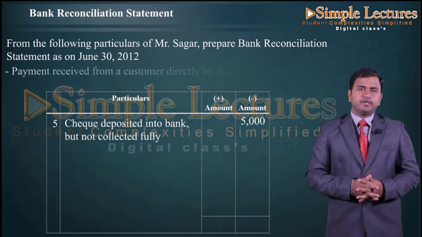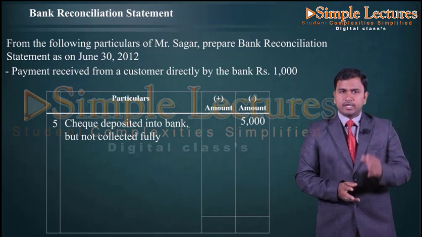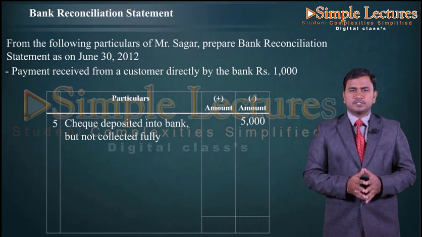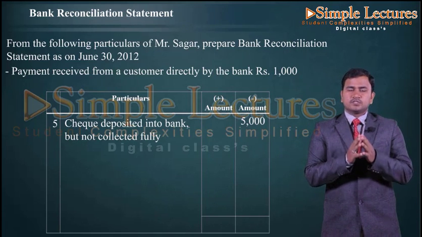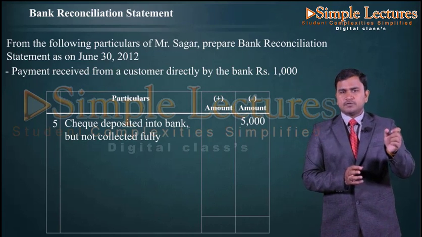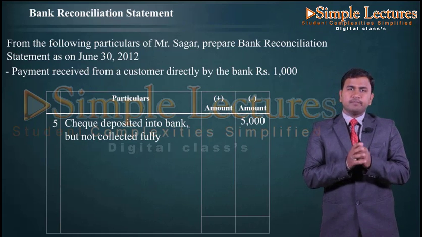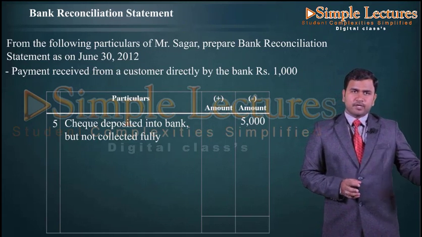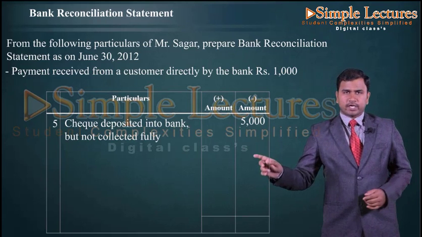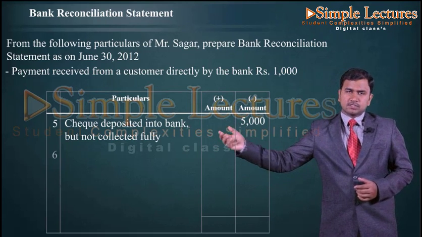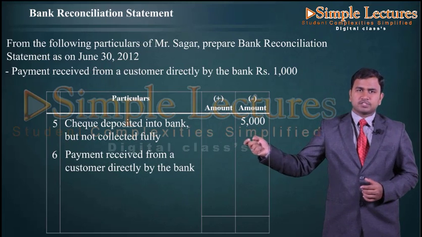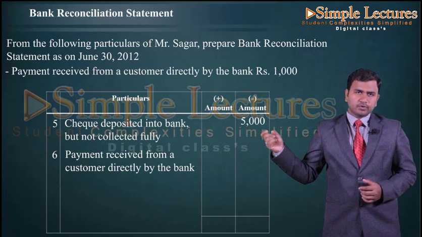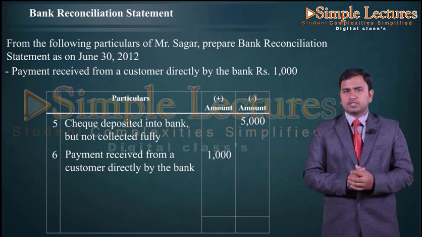Then we have payment received from a customer directly by the bank, rupees 1,000. So here the amount was received from a customer directly by the bank. So here 1,000 rupees was added in the passbook, which was not added in the cash book. Serial number 6, payment received directly from customer, where we are going to take in the positive amount column 1,000.